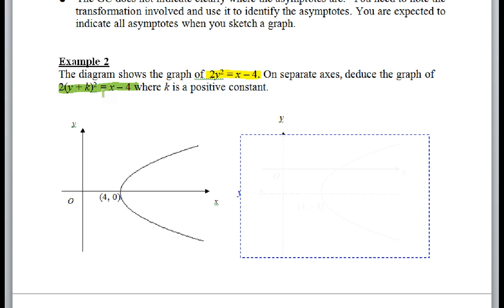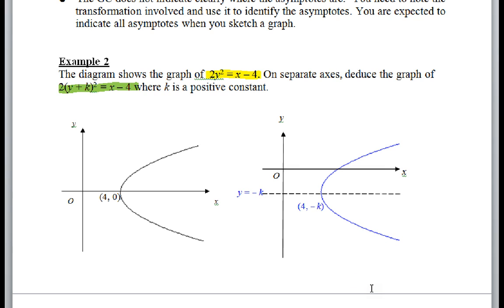Is it upwards or downwards? Downwards, very good. But you don't know what k is. Does it matter? No, because you know k is positive. It will be a different story altogether if I don't know whether k is positive or negative. That will be a problem. But they have given that k is positive here. So you just translate the entire graph k units downwards, from (4, 0) to (4, negative k). Done.